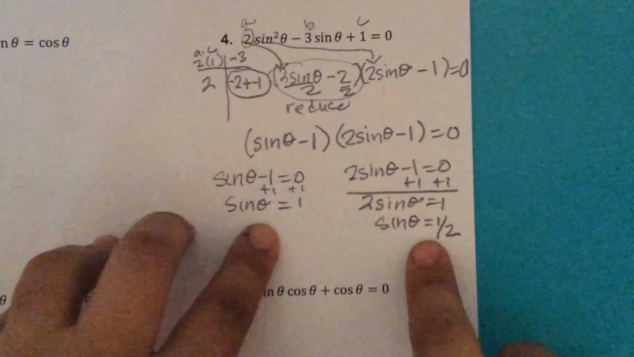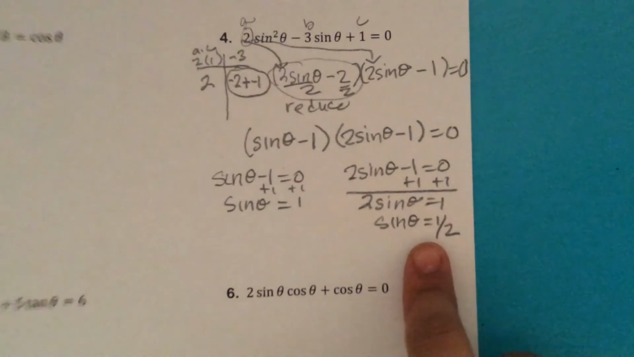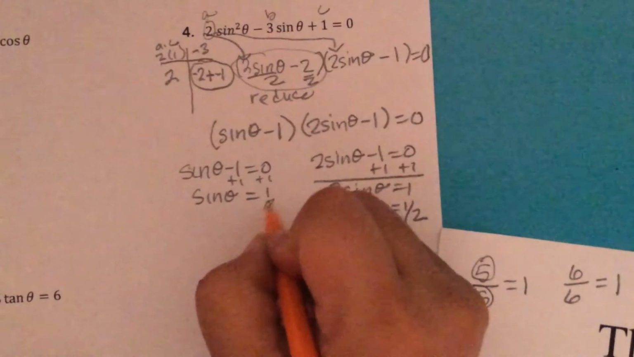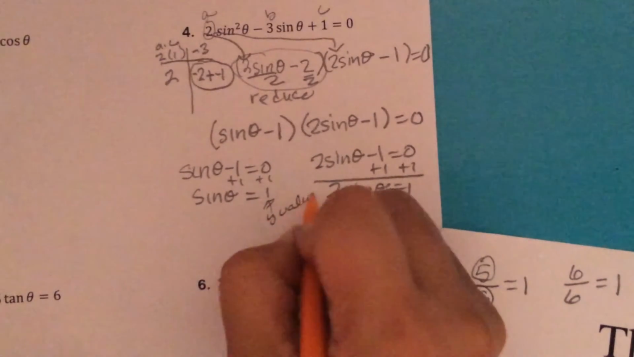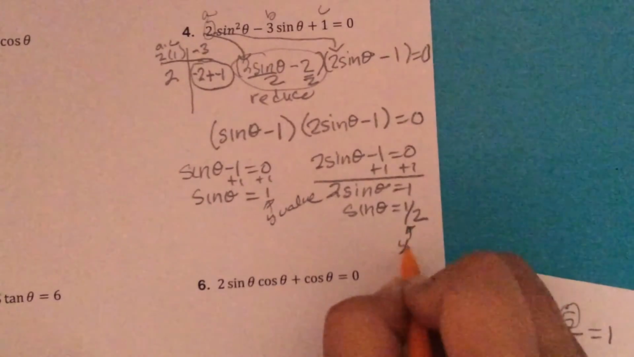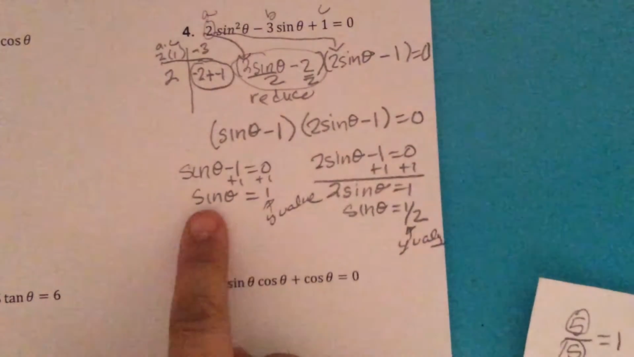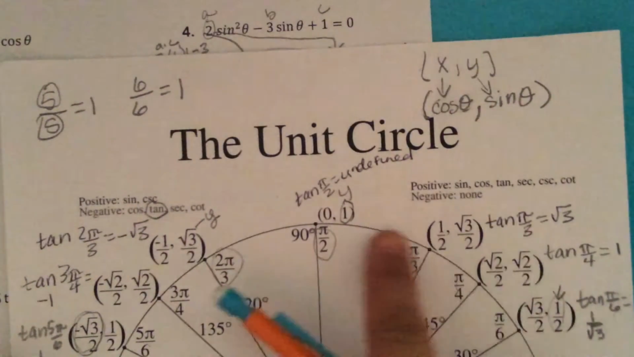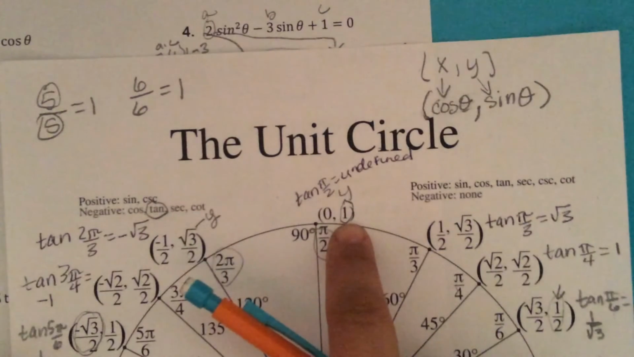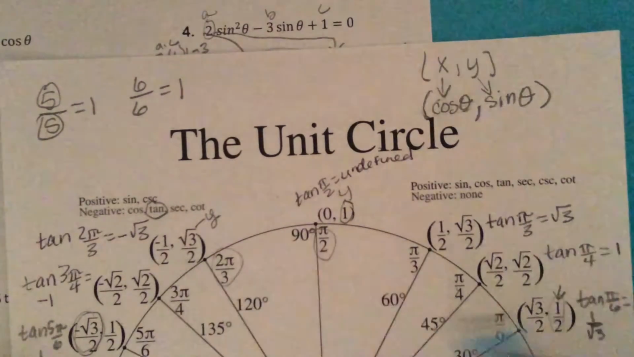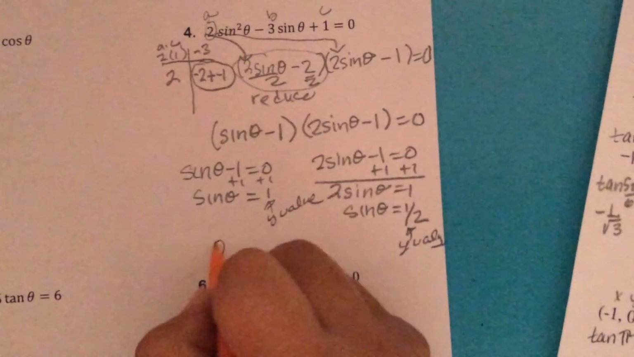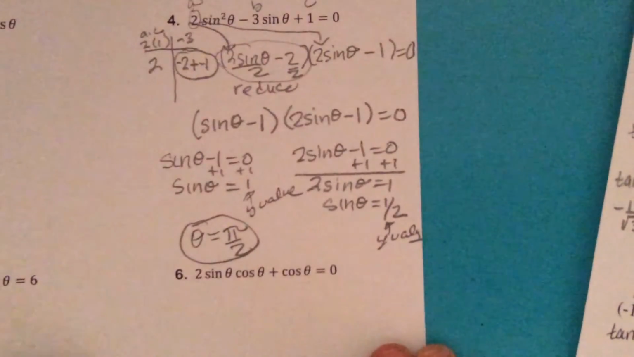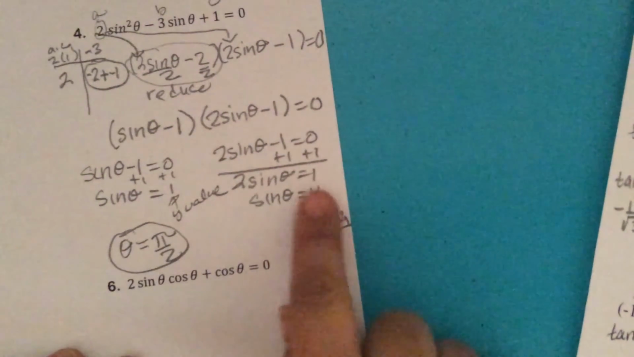So now we need to know where this happens. So this is where we're going to need the unit circle. So remember, this is the y value. And that's the y value too. Okay, so where's the sine +1? The y value. So you go on the unit circle and notice that the y value is 1 right here. So that means it happens at pi/2. So your theta is going to be pi/2. That's one answer.